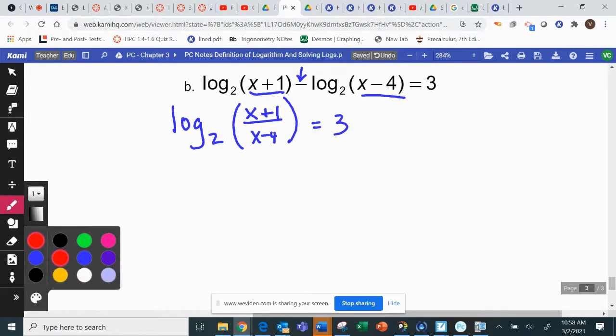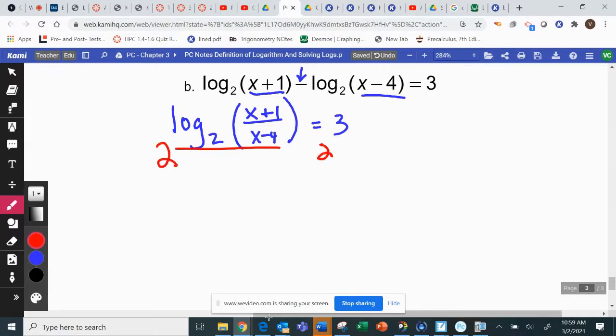Now I'm going to get rid of the log by exponentiating. I'm going to take both sides to the whatever was there before. So these will cancel. And I will get x plus 1 over x minus 4 equals 2 to the third, which is 8. Now we just have an equation to solve. How could we solve this one?